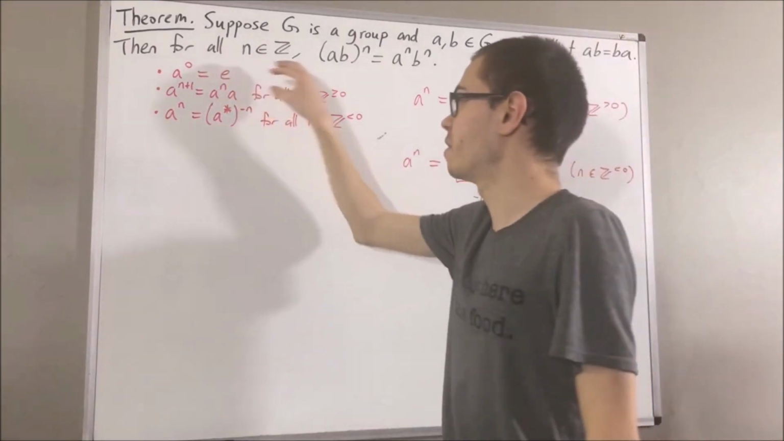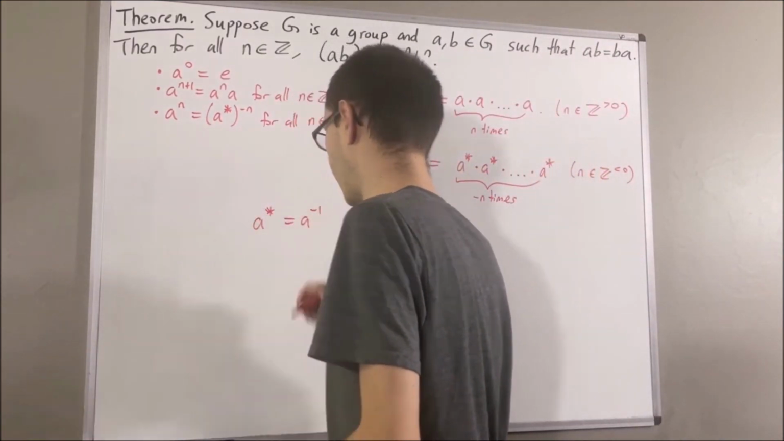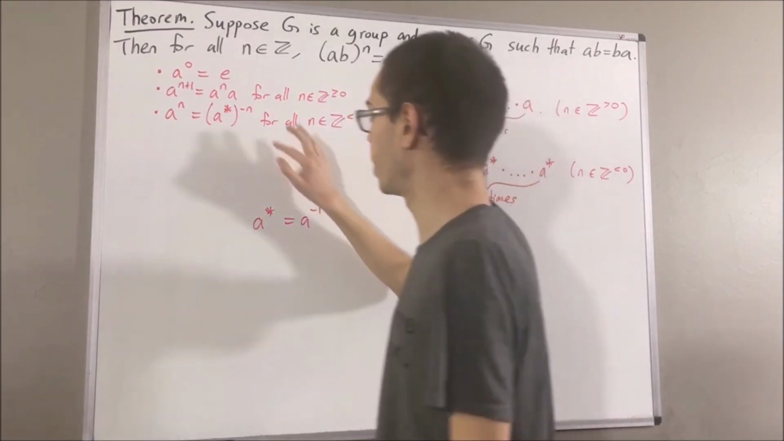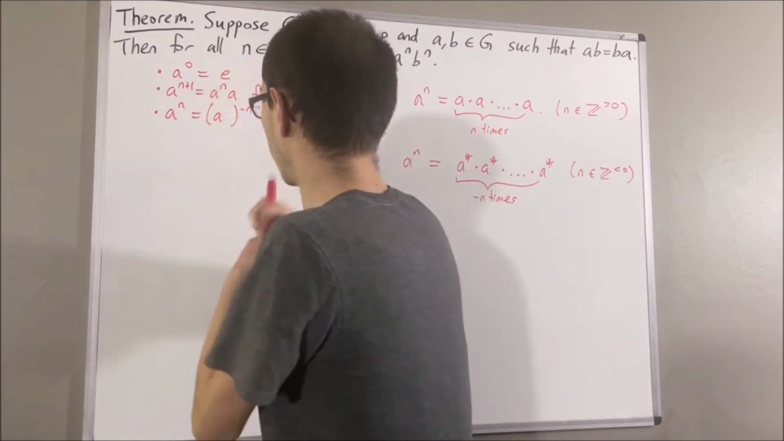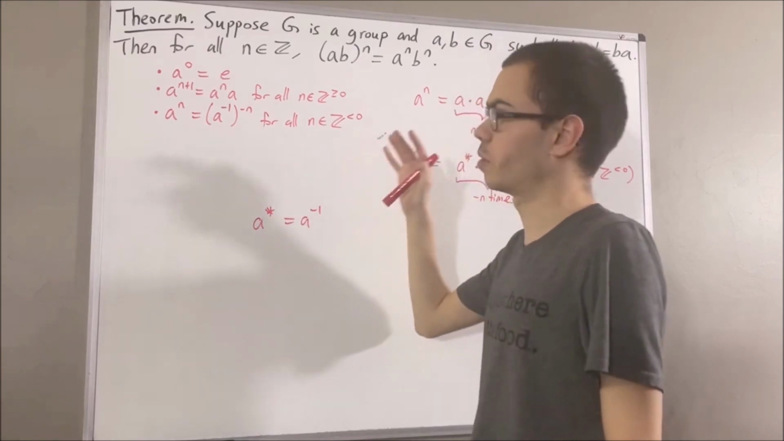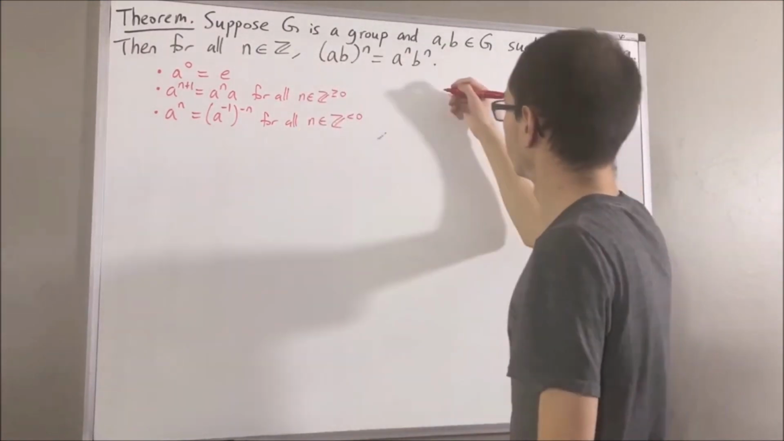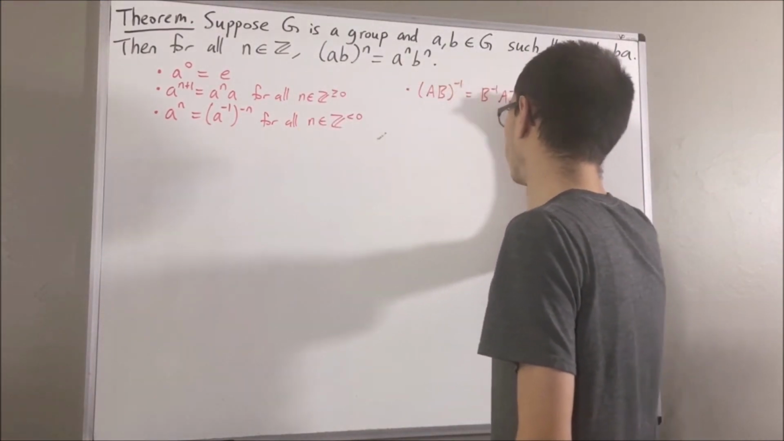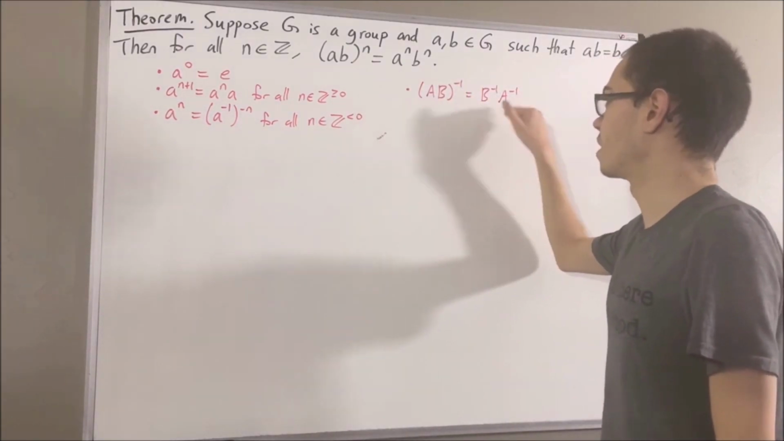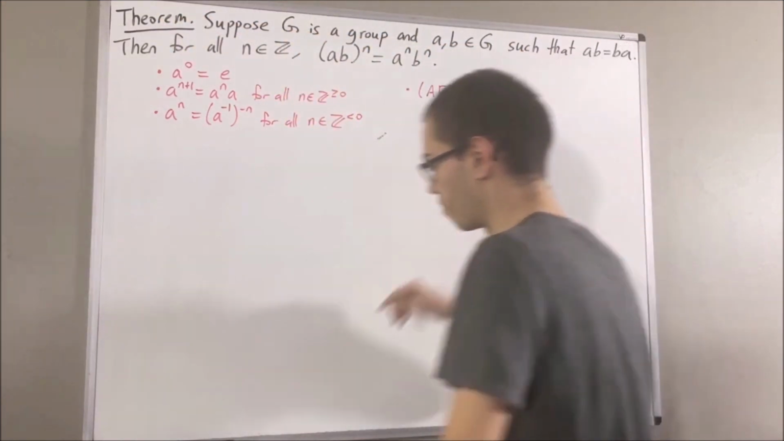And from this definition, we have shown that the inverse of a is equal to a to the power of negative 1, which is the notation we're more familiar with for the inverse of an element. So we can replace the inverse of a with a^(-1) here. Now, another property of groups that we're going to be using in proving this theorem is the following. Given any group elements a and b, the inverse of ab is equal to the inverse of b times the inverse of a.